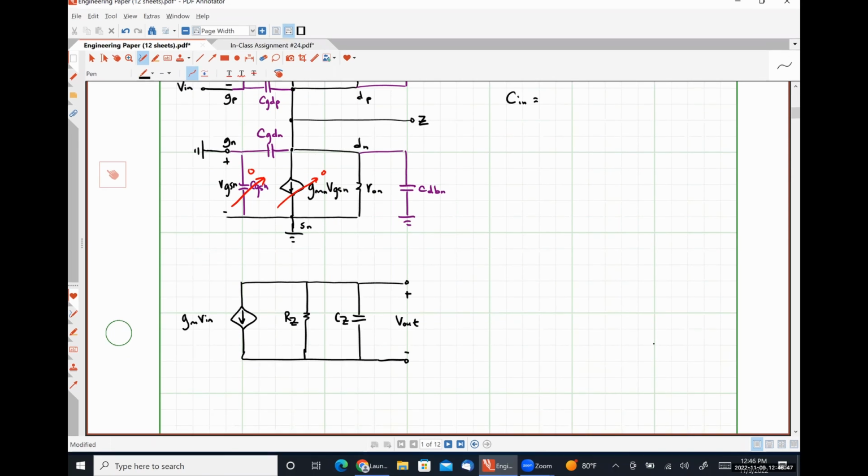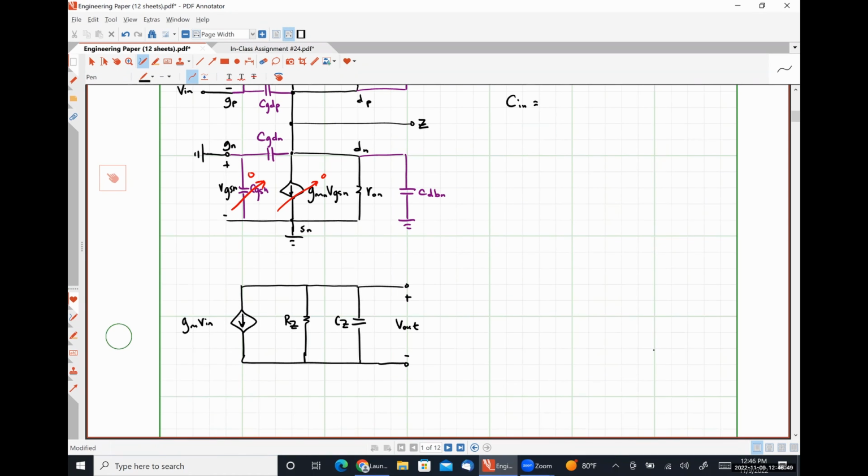And so from this, start up here, we can see that Vout is going to be negative GMP, excuse me, times Vin times RZ in parallel with 1 over sCZ. And using that little thing that we derived on Monday, this is going to look like, actually, we'll just do this directly.